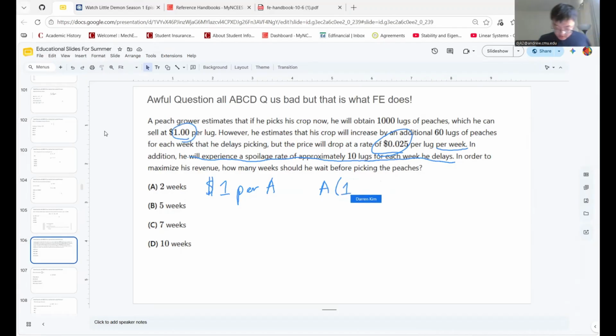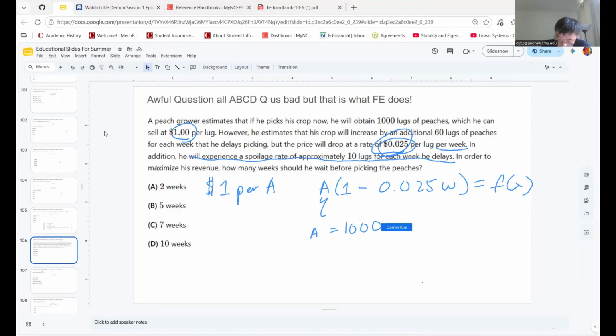But we see that it decreased in price per week. So let's just minus by week. So we know that 0.025 per week, right? And this equals a function. But this A is also different. A equals 1,000 logs first, but each week you get plus 60, right? We get plus 60 per week.